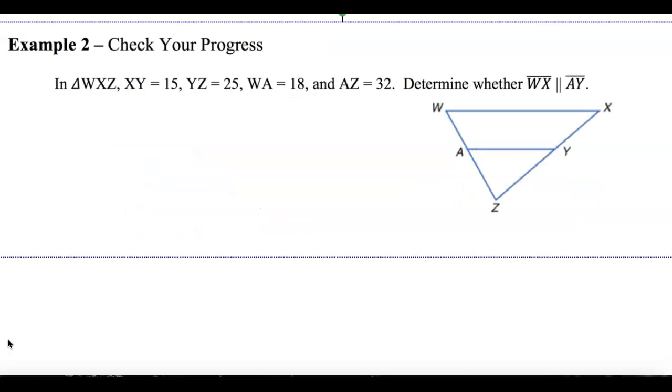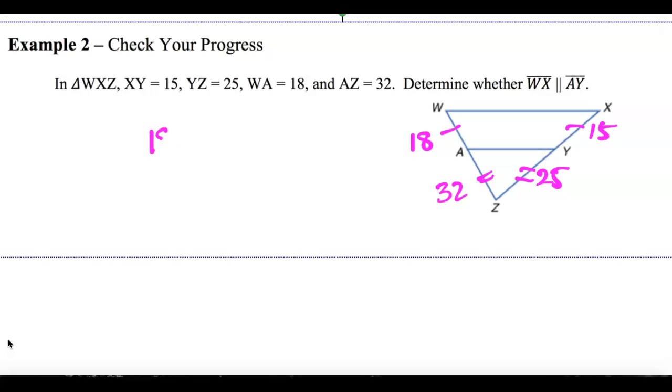Okay, in the next one, it tells us that this segment here, WA, is 18. It says AZ, so that's over here, is 32. And we have that YZ is equal to 25. And we have that this is 15.